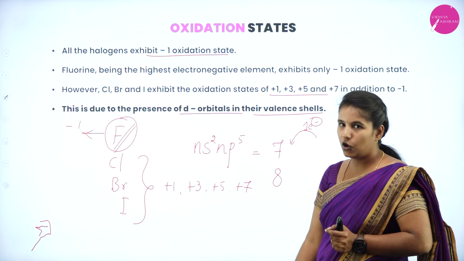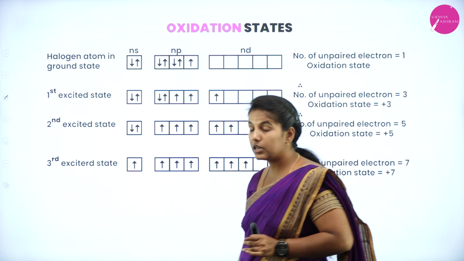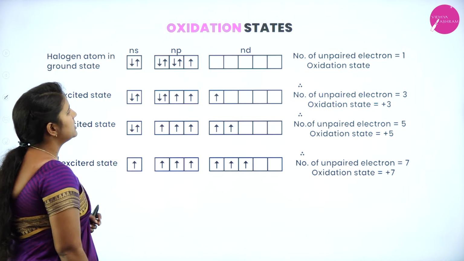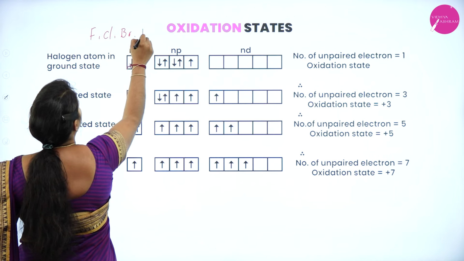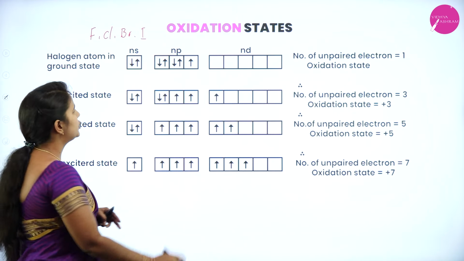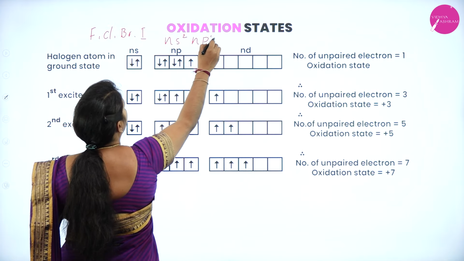Hope you all understood the oxidation state. We'll see the halogen atoms with their ground state electronic configurations. So this is the ground state electronic configuration of the halogens, that is fluorine, chlorine, bromine and iodine. So what is the general electronic configuration of the valence shell? That is ns2 np5, right?